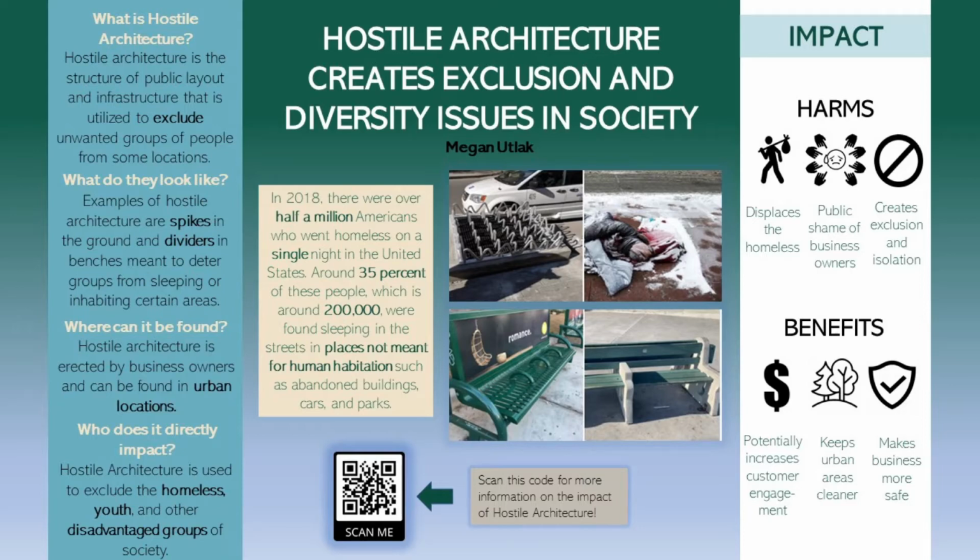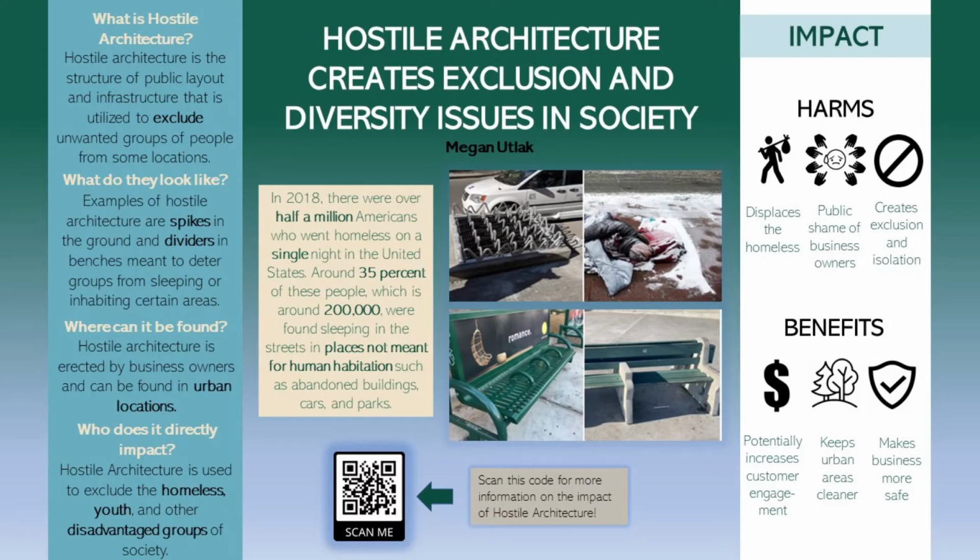Hostile architecture is generally found in urban locations, and it is most often erected by business owners outside of their buildings. The groups that are targeted by hostile architecture include the homeless, the youth, and other already disadvantaged groups of society. Perhaps the most affected group of hostile architecture is the homeless.